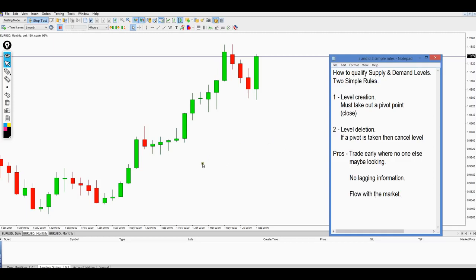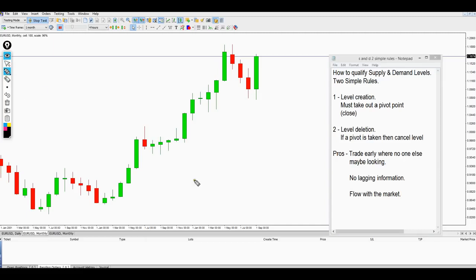A level must take out, before it forms, a pivot point. Now I'm not talking about just general overall pivot points. I'm looking at candlestick pivot points. I'm not going to write all this down because it's very, very simple. This just gives you the outline, and the candlesticks are the most important part of this because it's the most recent price action. So I'm going to use this tool here just to draw on the chart and explain first of all what a pivot point is and how you create a level.